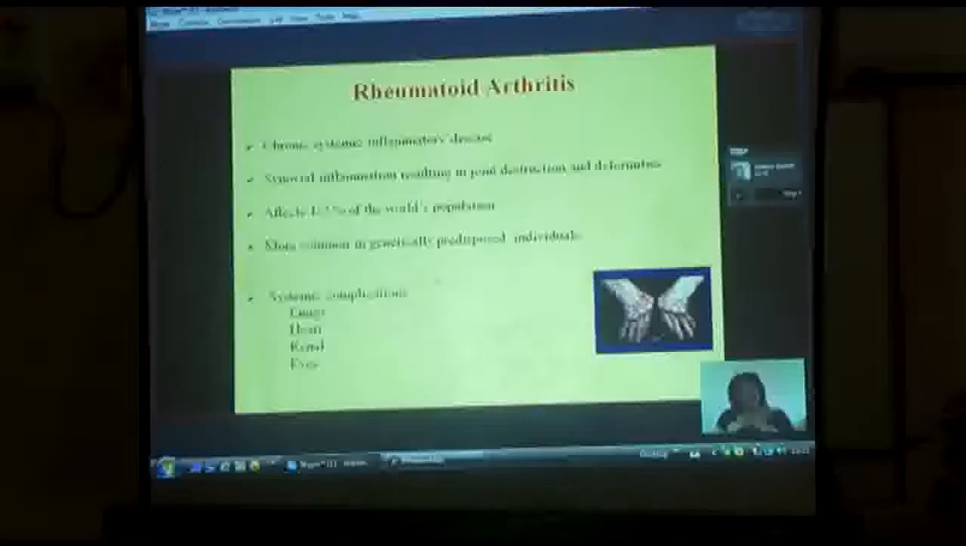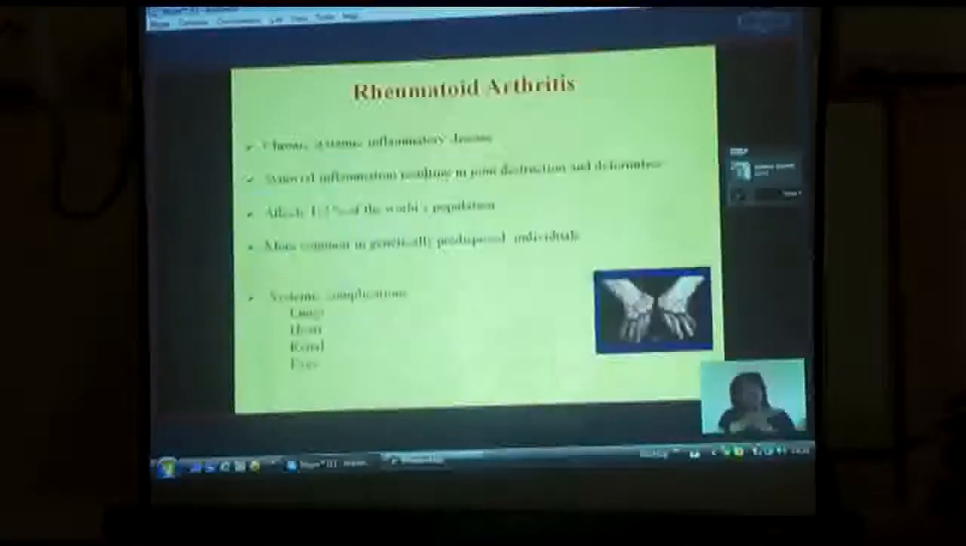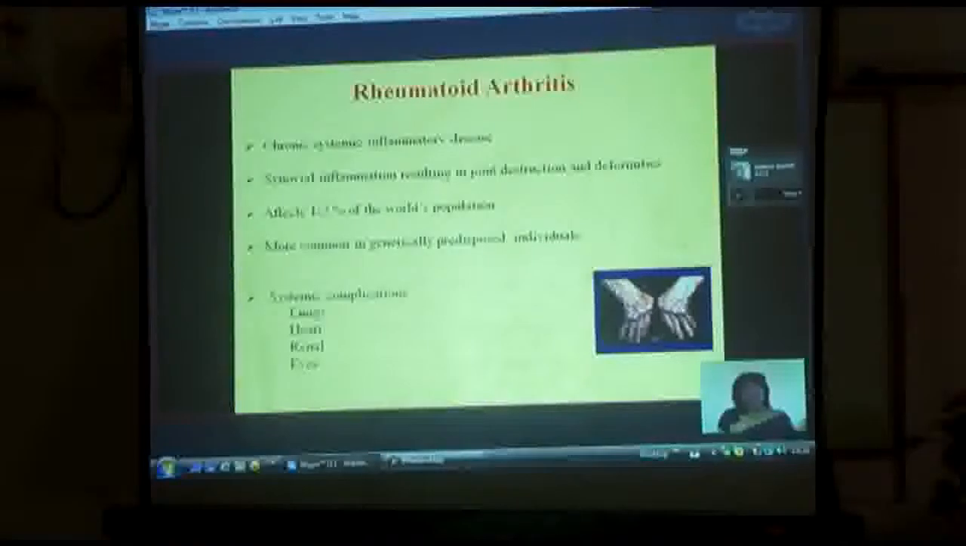This is where I work at Chelmsford Hospital, and that's where it is on the UK map. Coming to rheumatoid arthritis, it's a chronic systemic inflammatory disease, mainly involving the synovium and the small joints of the hands and feet. It affects 1 to 2% of the world's population, more commonly seen in genetically predisposed individuals. As it's a vasculitic condition, there are other major organ complications seen in some of the patients.